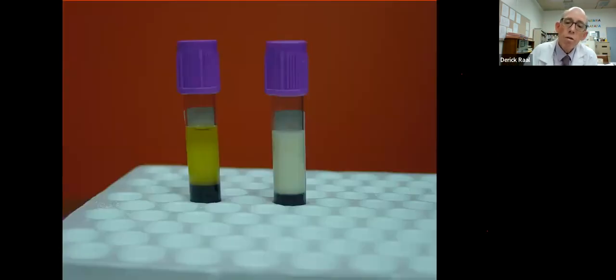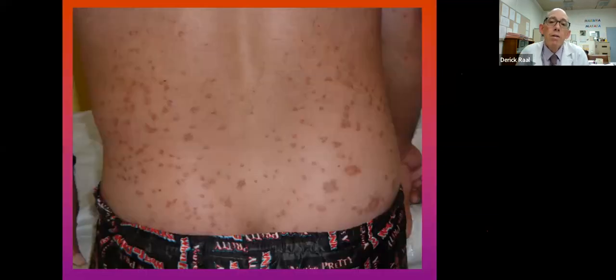This is just what his serum looked like. Normal is on the left. That's normal serum. You can see his serum, which is on the right, looks like a cream on top of a nice Irish coffee. This was just his back. You can see these are the typical what we call eruptive xanthomas. They look like a little chicken pox, but they have a little white center. These are what we call eruptive xanthoma, which we see with severe hypertriglyceridemia.